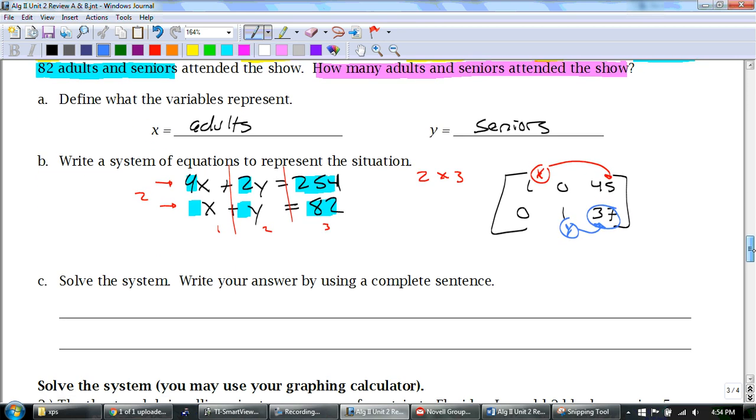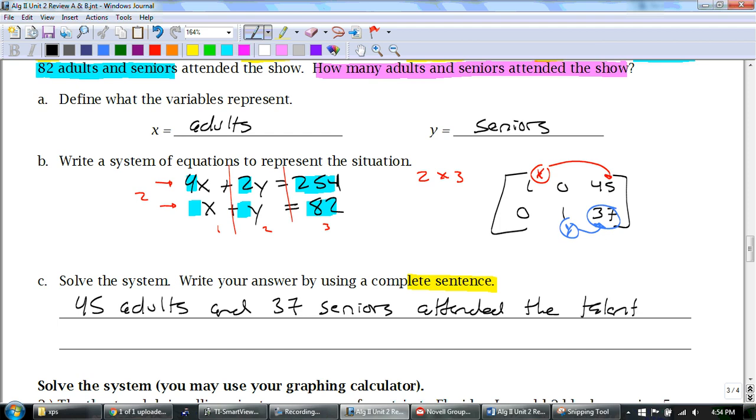So I need to write a sentence about that. Well, we're talking about a talent show, right? So 45 adults and 37 seniors attended the talent show. There you go.